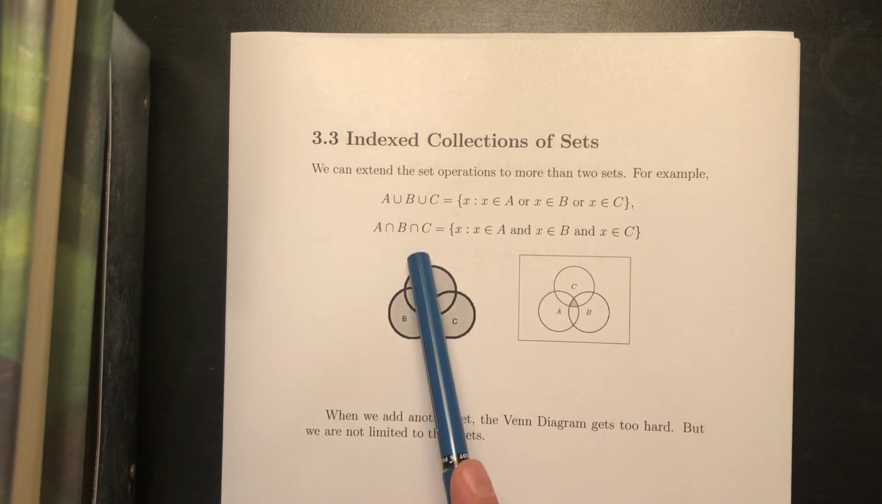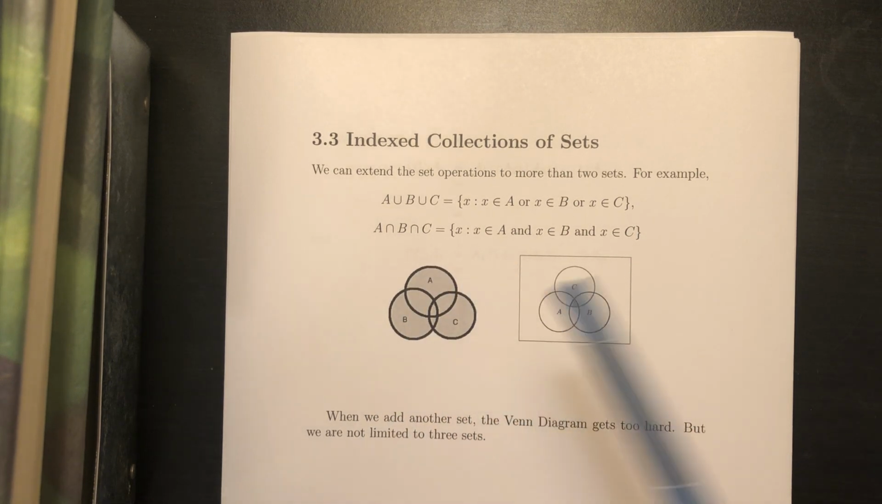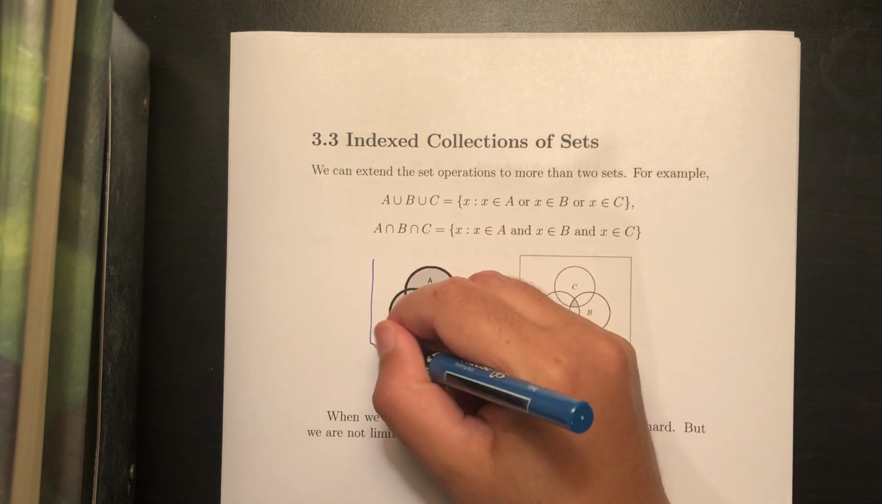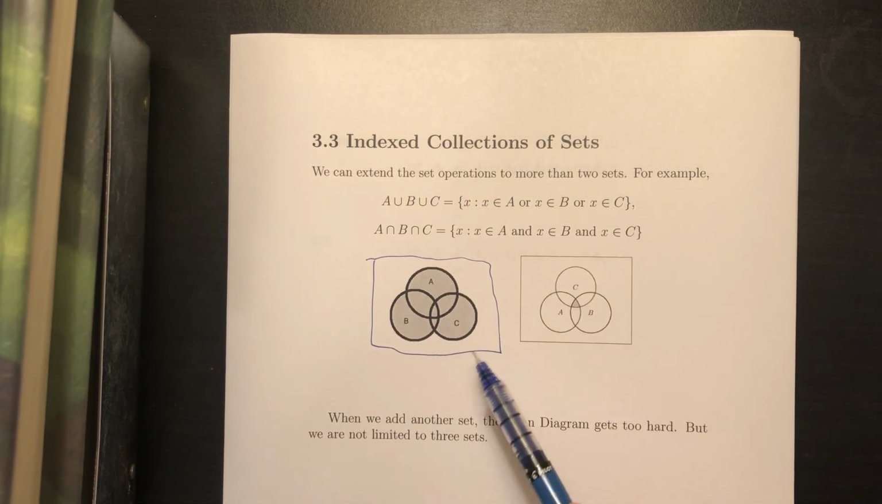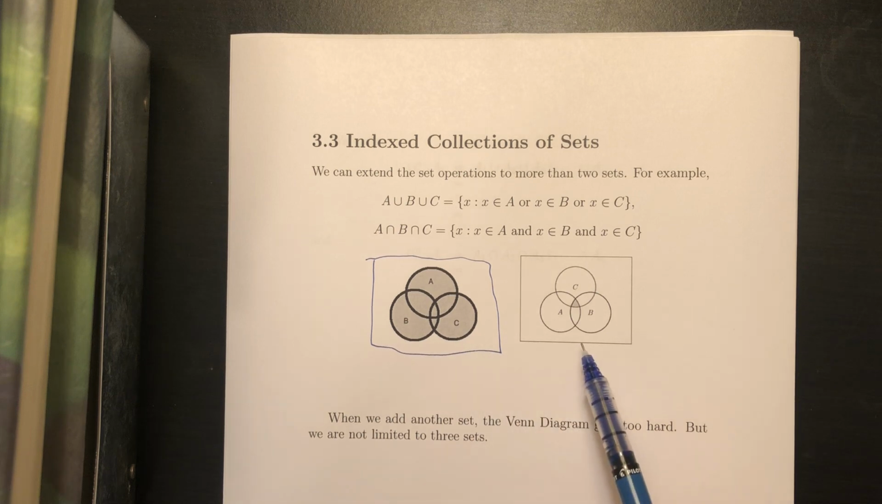Similarly, the intersection of three sets would be the set of all x that are in A and B and C. And if we wanted to draw a Venn diagram, we could. I don't know why the box disappeared here, but here's our universe. This would be the shaded region for A union B union C, and this would be the shaded region for A intersect B intersect C.